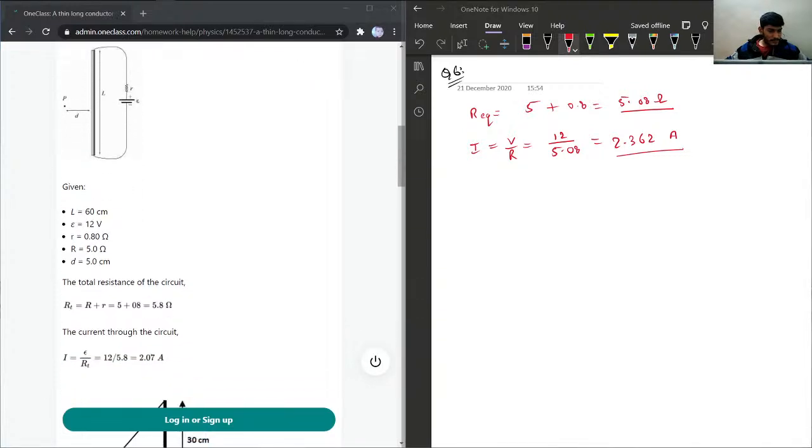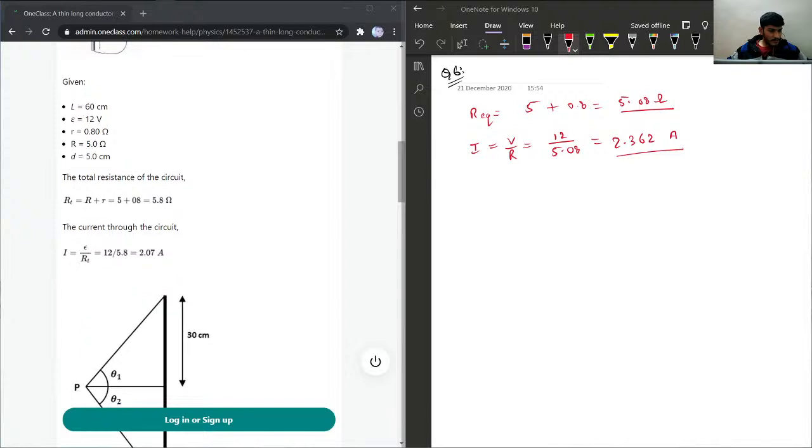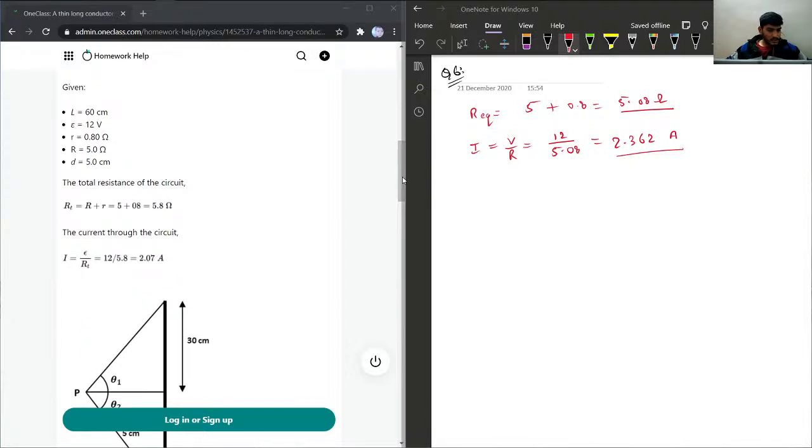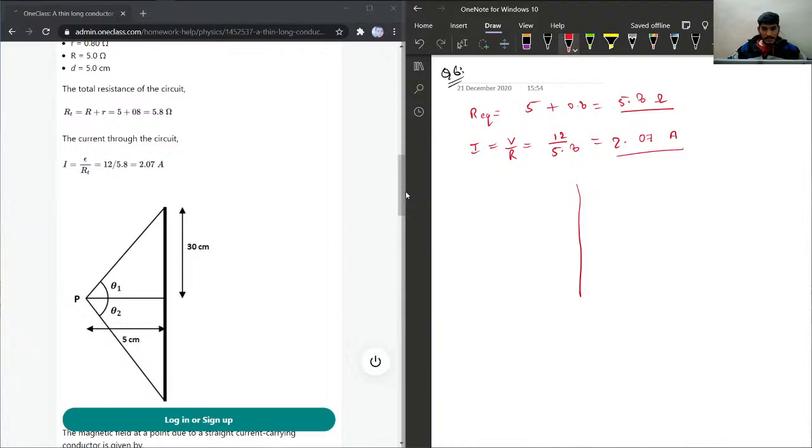Then we have the current through the circuit and the total resistance of the circuit. Okay, I made a mistake. This will be 5.8. I wrote it as 5.08. I'll just correct the current also. This will be 2.07 amps. And then this is the long wire. It is assumed that the point P is located at half the distance, which is 30 centimeter from here and 30 centimeter from here. And we have these angles, theta 1, and this one, theta 2.